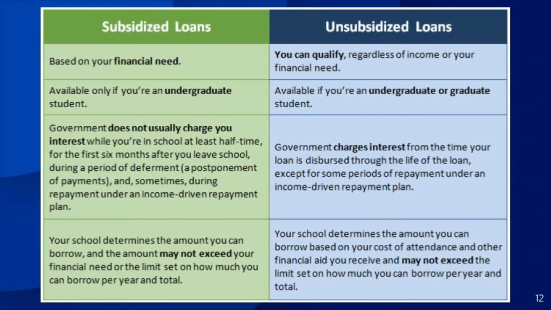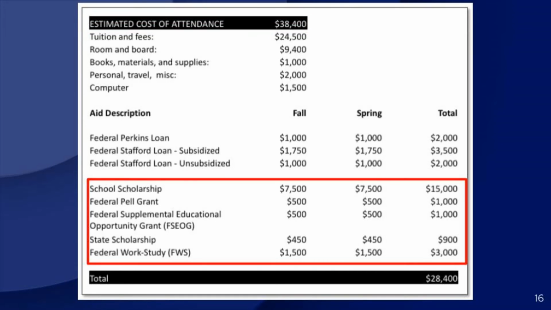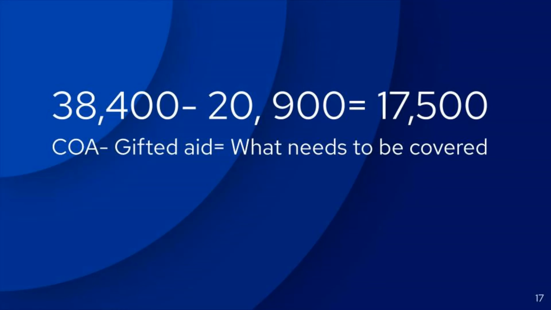So what does this all mean? We will do a short example to help us understand. So first, it is useful to identify the sections we have addressed. First, find the cost of attendance and the gifted aid. In this example, the cost of attendance is $38,400 and gifted aid is at the bottom. And if we add together the various scholarships and grants, it comes out to $20,900. Next, we will subtract the $20,900 from $38,400, and this comes out to $17,500.